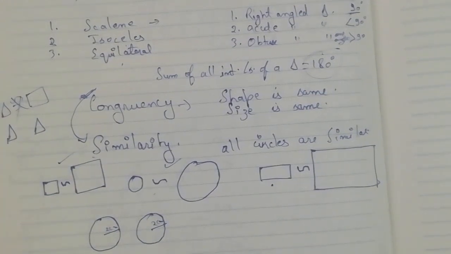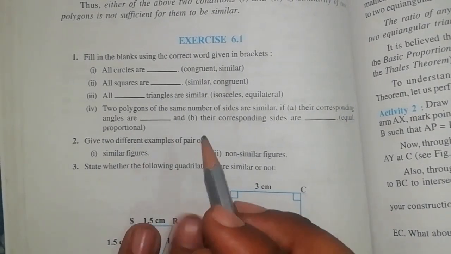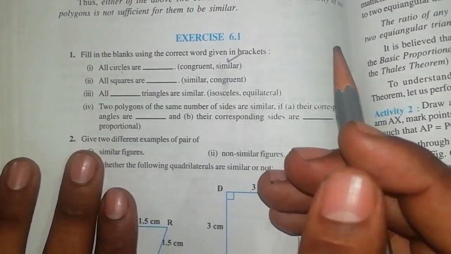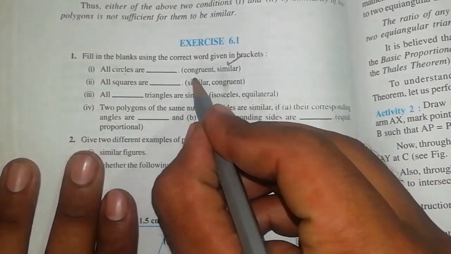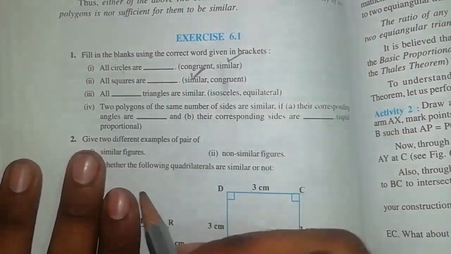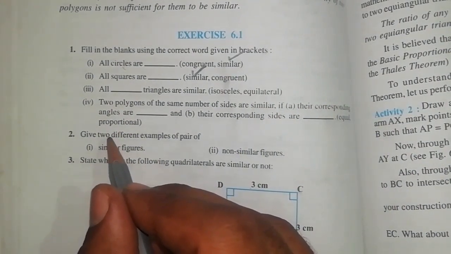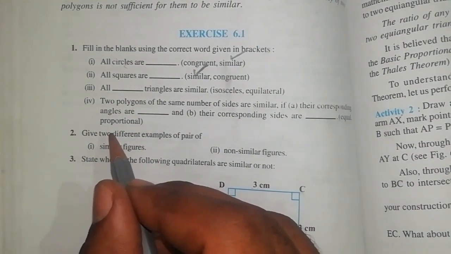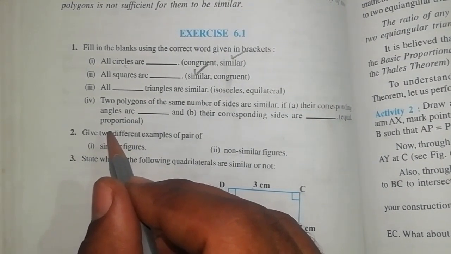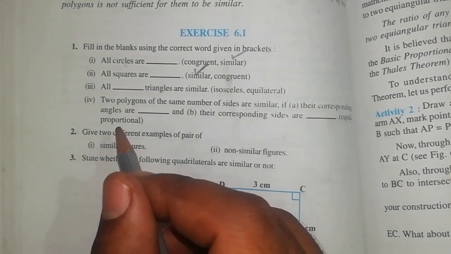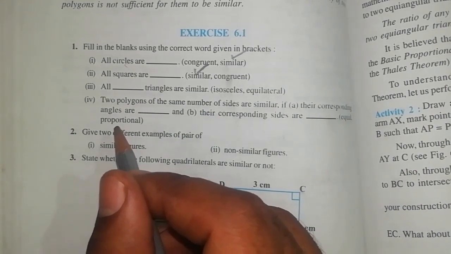Now this is your exercise number 6.1. Here all circles are not congruent, but they are similar. All squares are also similar because it is a regular polygon. What is a regular polygon? It means all the sides are the same. So all the regular octagons are similar, all the regular hexagons are similar, all the regular decagons are similar. So for regular polygons, we can say that those closed figures are similar.